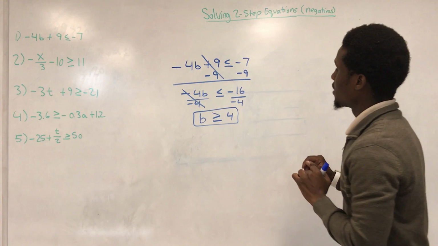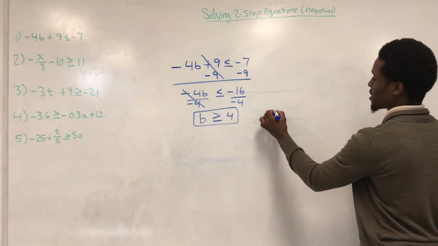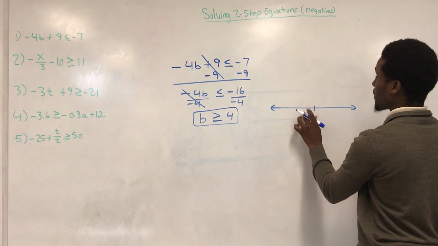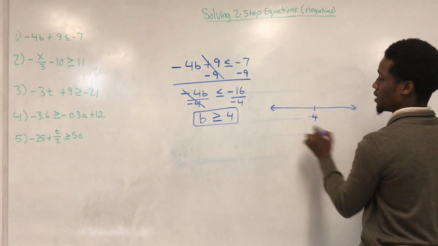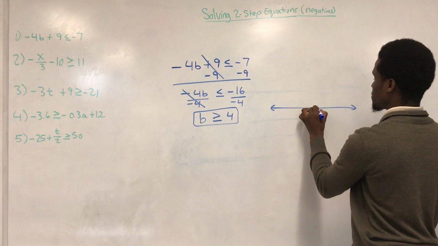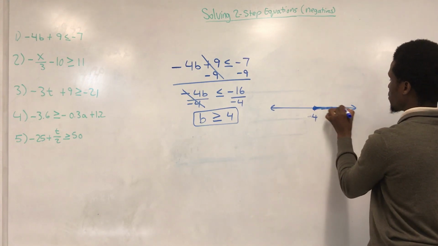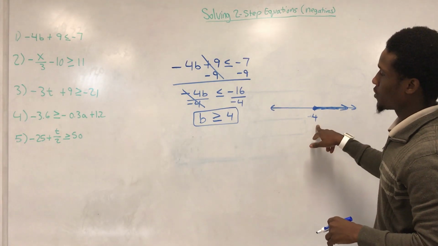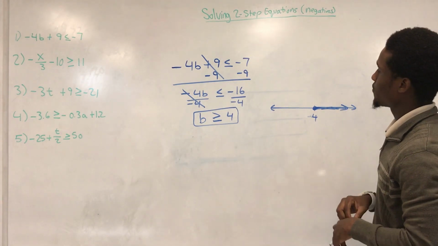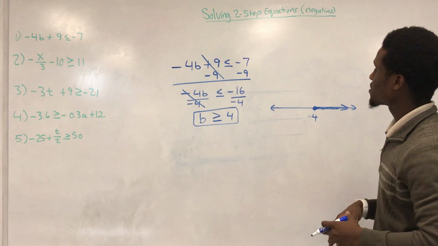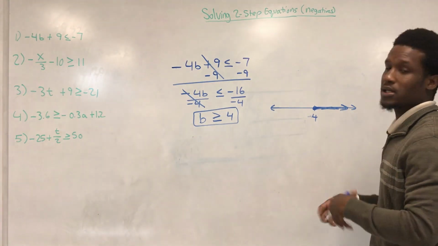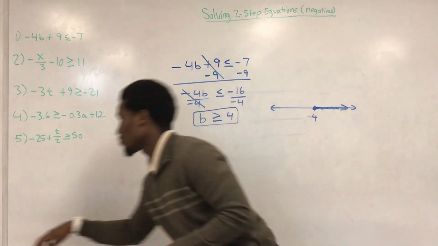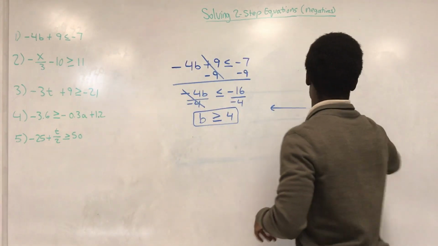Okay? Now, how this is represented on a number line, we have positive 4 actually over here. So b has to be greater than or equal to that, so your line will go here. All possibilities of the answers will have to be greater than or equal to positive 4. So it can include positive 4, it can be 5, it can be 6, it can be 7. It does not matter as long as it's greater than or equal to positive 4. Let's go ahead and try a couple more.